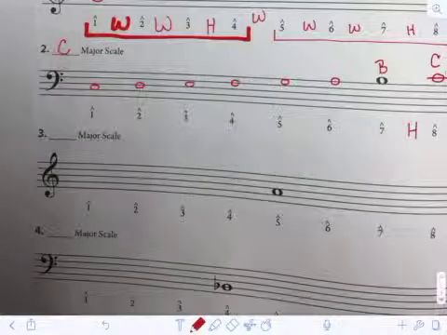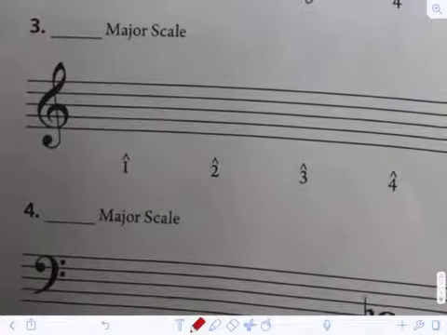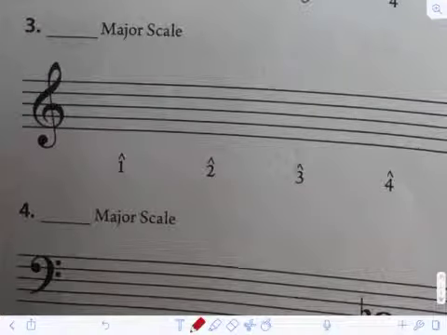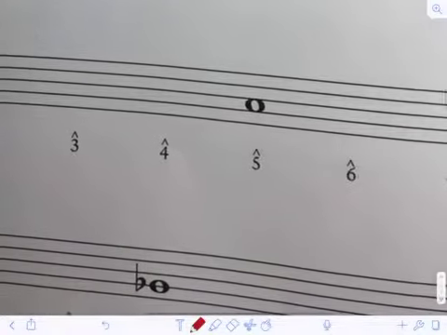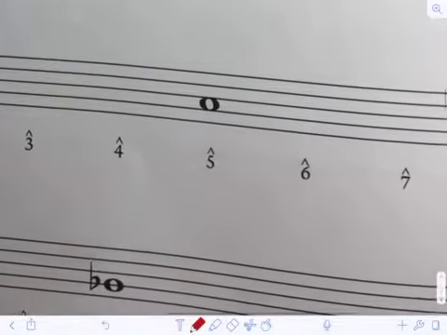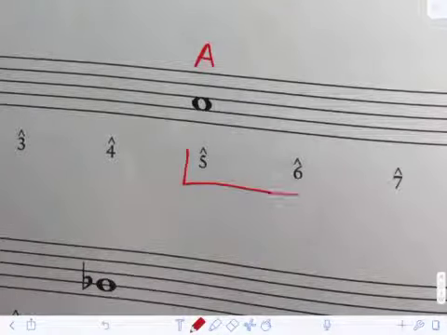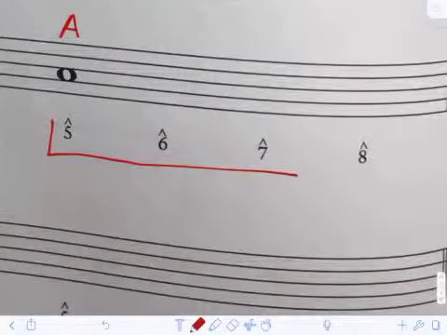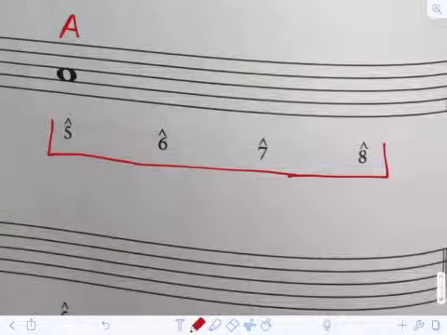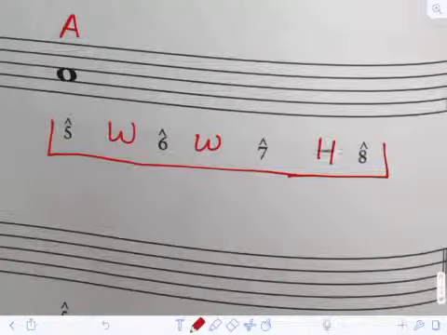Good job, guys. Don't forget, you can pause, rewind, do anything with this video. Go forward, go back, whatever you need to do. All right, number 3. We're back in treble clef. Every good boy deserves fudge and face. And they give us an A. Now, this is scale degree 5, which means our second tetrachord is right here. So we need whole, whole, half.